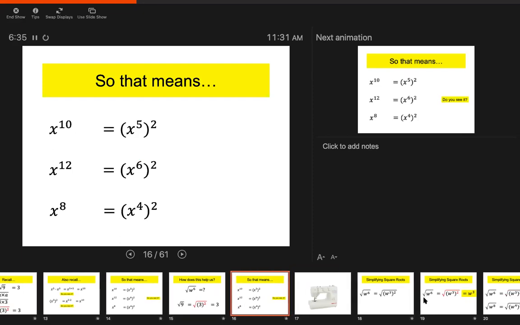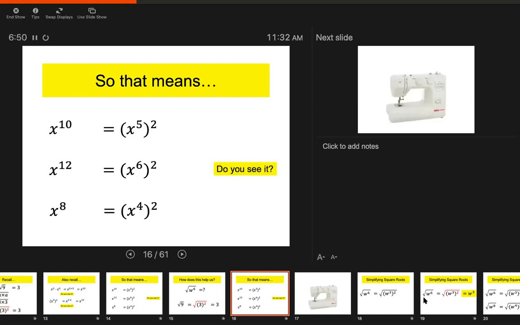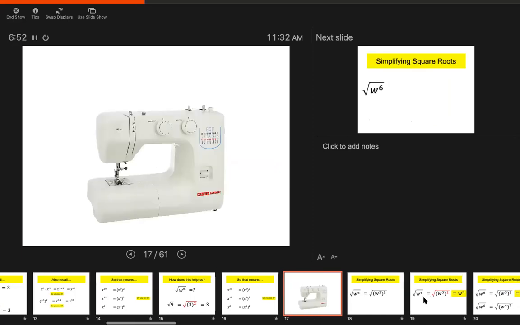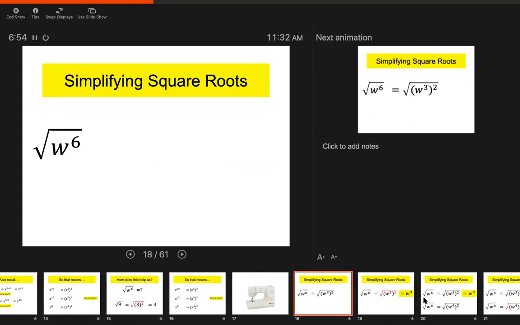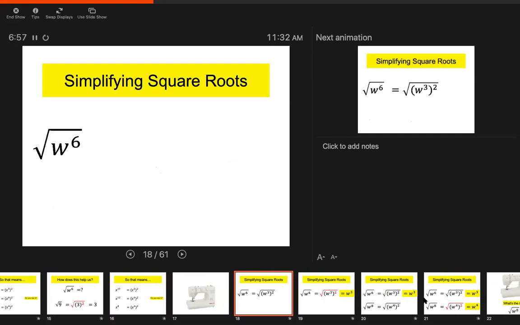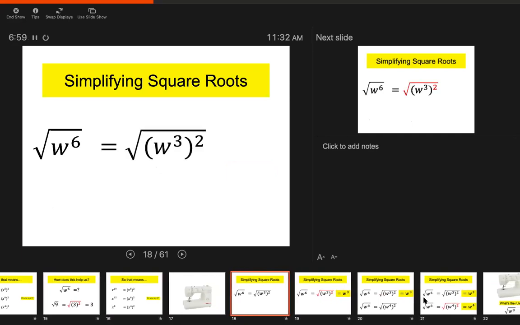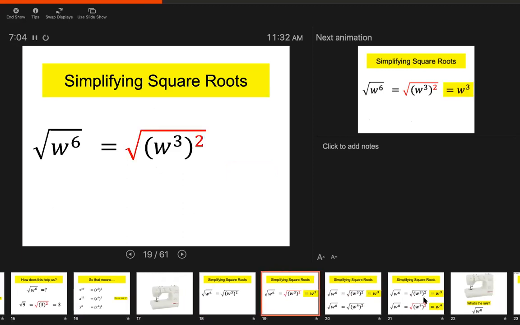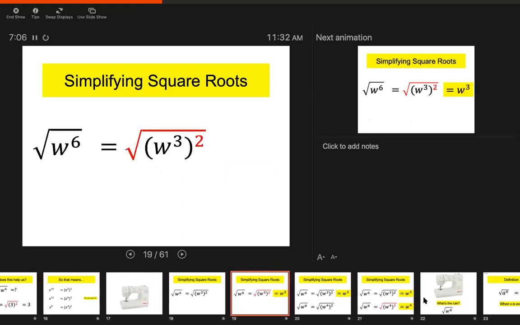Remember the previous slide? We wrote each one of those, x to the 10th, x to the 12th, x to the 8th, as some number squared: x to the 5th squared, x to the 6th squared, x to the 4th squared. Why does this help us out? Because squaring undoes square rooting, or square root undoes squaring. That's what we're going to do. So what's the big deal? The big deal is we're going to write w to the 6th power as w to the 3rd power squared. And then because squaring and square rooting cancel each other out, you're left with the answer.